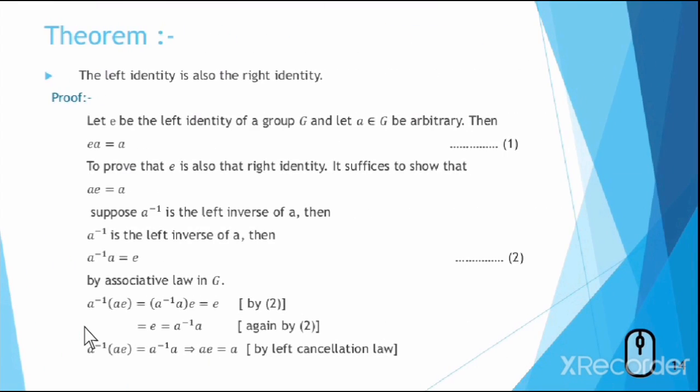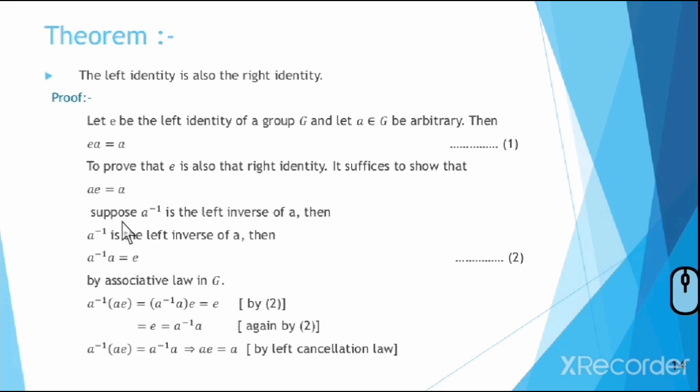Again, there is a very important theorem: left identity is also the right identity. Let E be the left identity of a group G and let A belong to G be arbitrary. Then EA is A. Suppose E is the left identity of the group. To prove E is also the right identity, it suffices to show that AE is A. If we show AE is A, then it is done.